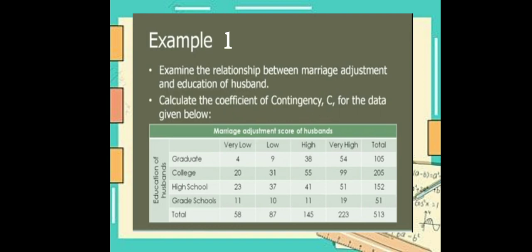The first column has a total of 58. The second column has a total of 87. The third column has a total of 145. And the fourth column has a total of 223. The overall total, or the grand total, is 513.